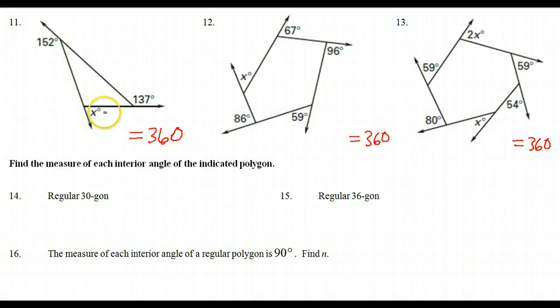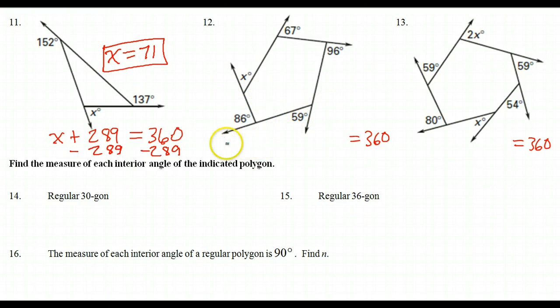So all we have to do is combine like terms, find an expression for the sum of all of these, and set it equal to 360. In this case, it's just going to be x plus, and I'm just doing 152 plus 137. That gave me 289. Of course, I need to subtract 289 from both sides, and that's going to give me 71. So x equals 71.